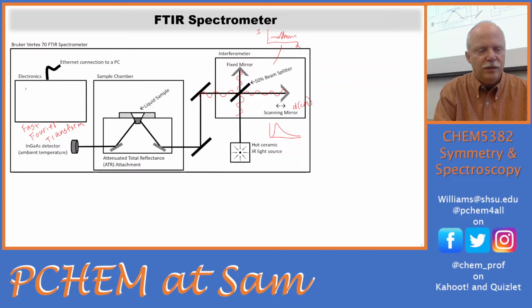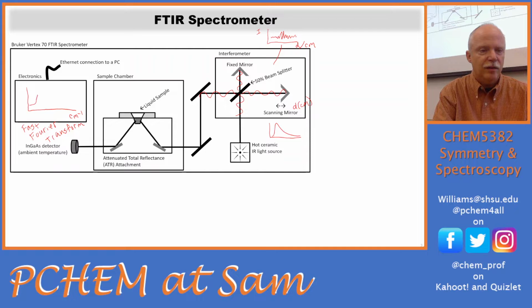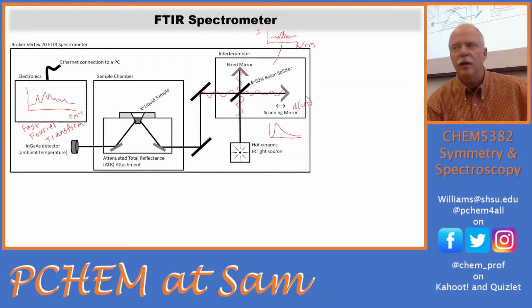And what this gives us is an inverted x-axis. Okay, so notice up here our x-axis was distance or mirror displacement in centimeters, and our x-axis over here now is in inverse centimeters. So we get wave numbers out. And so we end up with the various peaks that we have in our spectrum.